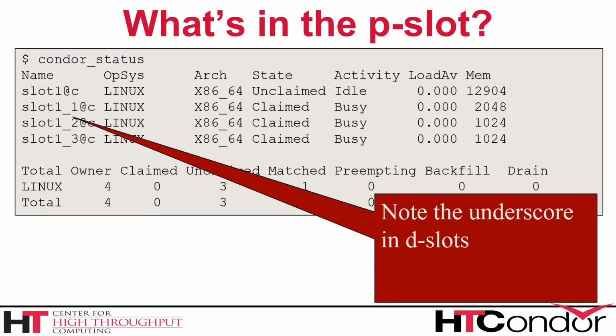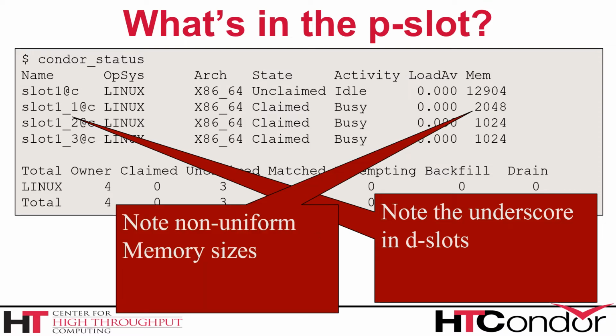The dynamic slots are named with the slot name of the P slot, followed by an underscore and a unique number. In rare circumstances, you can configure a single machine to have more than one P slot, which is why the D slots have the names they do, but we won't cover that configuration today. It's highly unusual. We still have the unclaimed partitionable slot holding any unused resources.